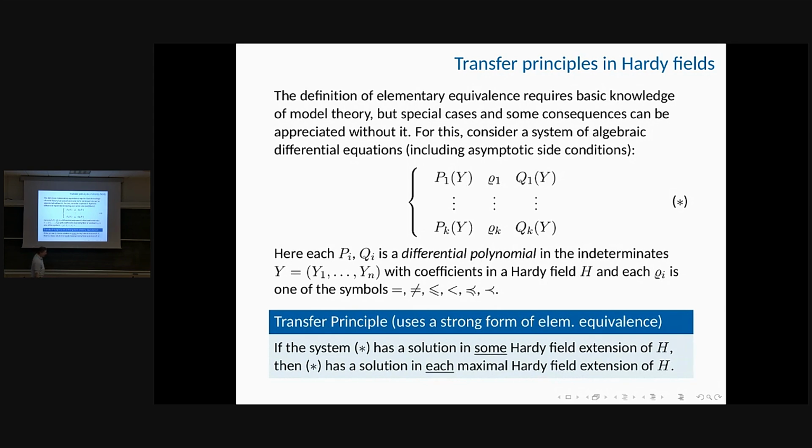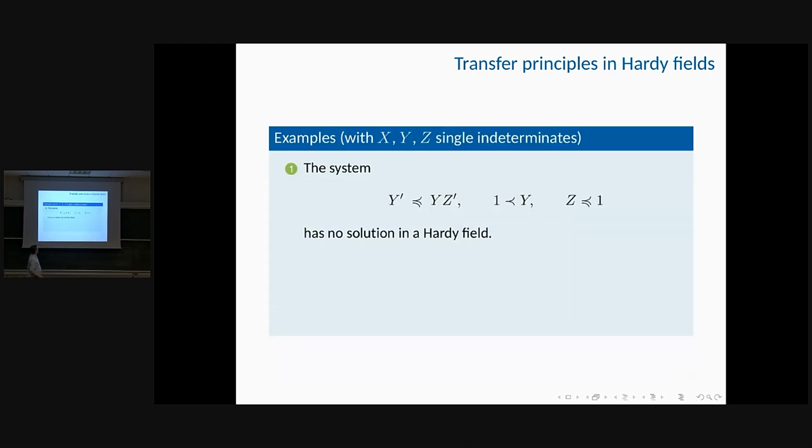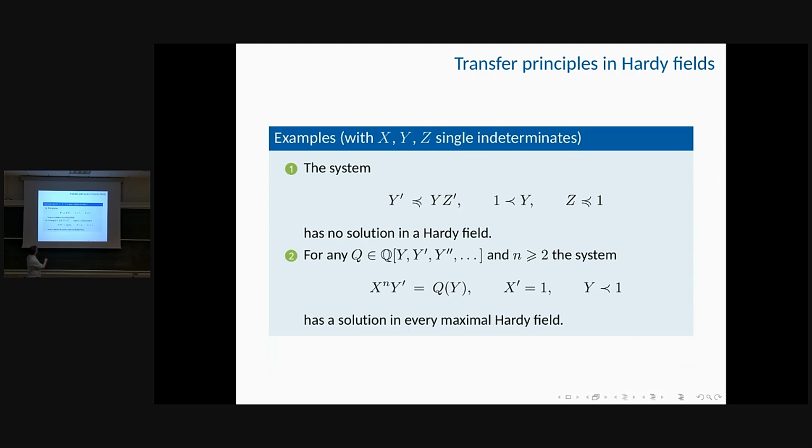Okay, and a strong version of this elementary equivalence you can phrase as the following transfer principle: if the system has a solution somewhere in some Hardy field that contains H, then it will actually have a solution in every maximal Hardy field that contains H. Okay, so somehow these maximal Hardy fields are, although you construct them using Zorn, kind of indistinguishable in this sense. So yeah, here are two examples. Here's one system of which you can show that it has no solution in a Hardy field. But the second system here, this kind of equation where there's a y prime singled out here, this kind of equation has a solution in every maximal Hardy field.